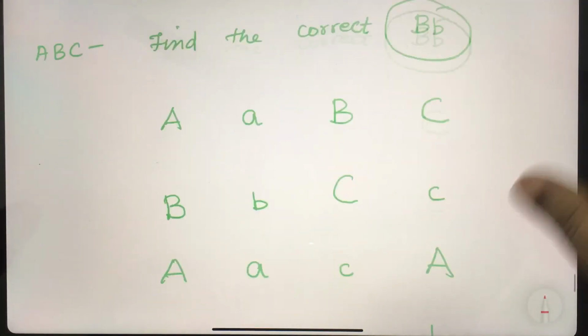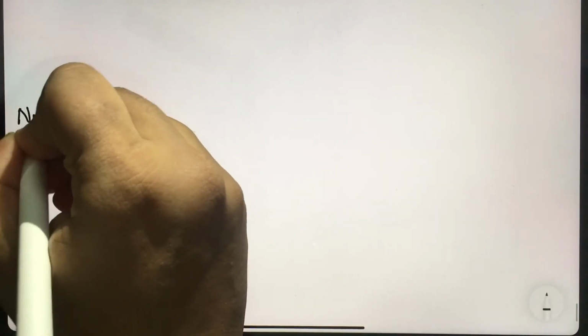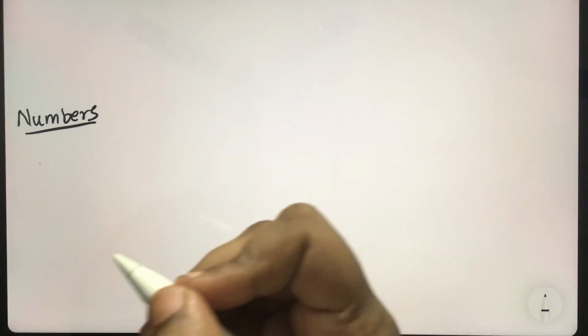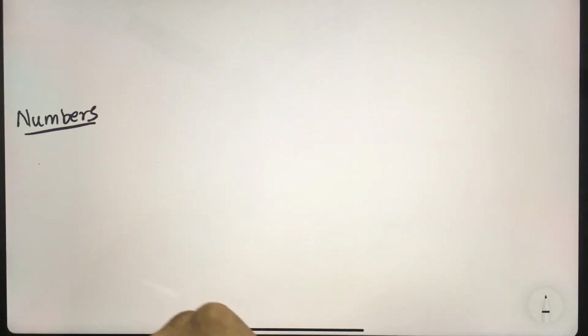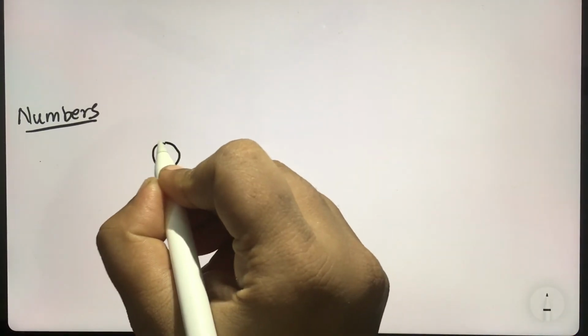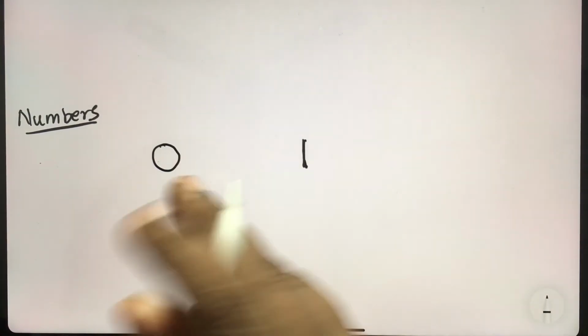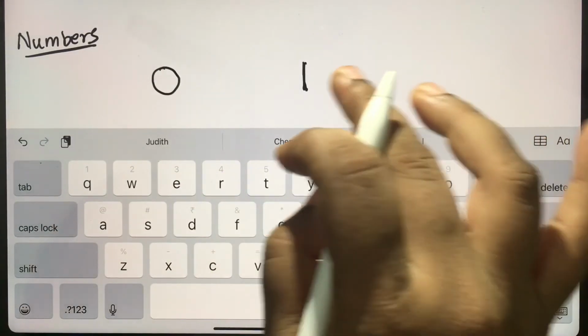numbers. So introducing numbers for them. For numbers, generally we introduce them at an early age. This is 1, this is 2, this is 3, like that. So with representation we are going to introduce. A circle, and we are going to write 1, sleeping line, 1. So this is 1 circle, this is 1.